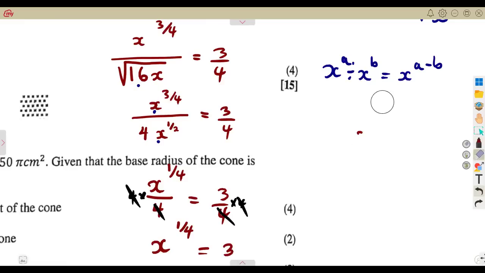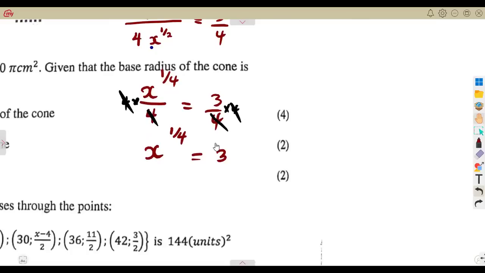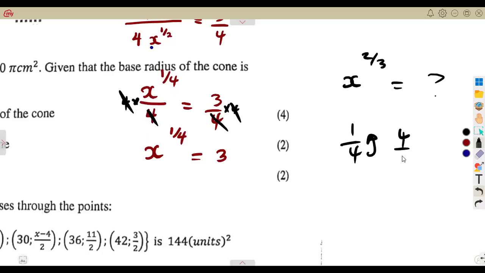Guys, at this stage, you must have the sight of where this is going. This is a question that you can actually be asked. They can even ask you a question like this: x to the exponent of 3 over 2 is equal to, find x. Remember that concept of finding the reciprocal of the exponent, 1 over 4. What is the reciprocal? You interchange. That's 4 over 1. So you raise this to the exponent of 4 over 1, which is 4.